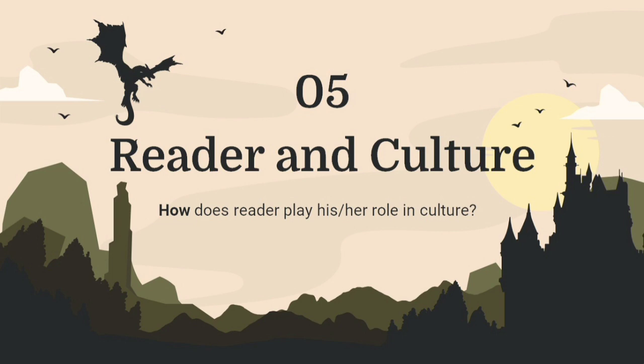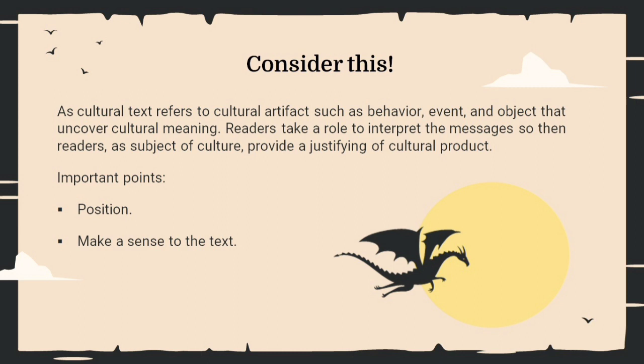Okay, the next material is reader and culture. That is about how readers play their role in cultural studies. As we see, a cultural text refers to cultural artifacts such as behavior, events, and objects that uncover cultural meanings, and readers take a role in interpreting the messages. So readers, as subjects of culture, provide a justification of the cultural product.